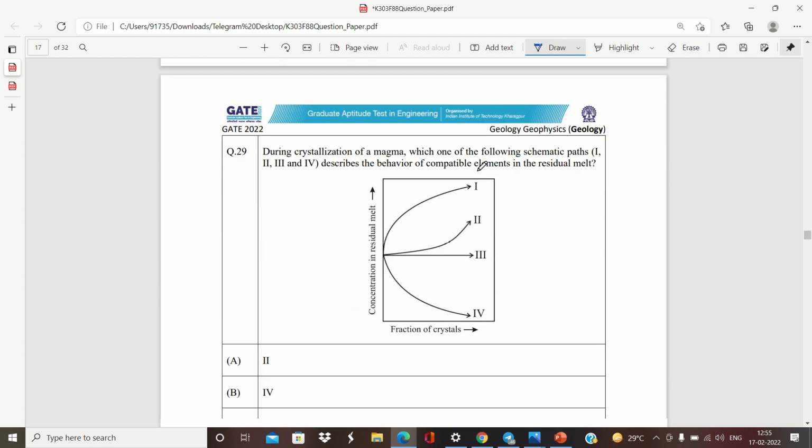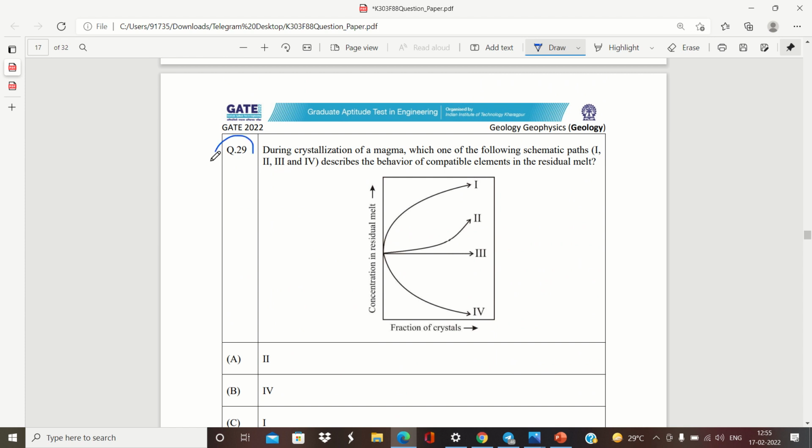And granite and basalt are not related to forts, or if they are, it has not been asked in any question paper till now. Then another question is, during crystallization of magma, there are four paths, 1, 2, 3 and 4. Which one of these four paths describes the behavior of compatible element in the residual melt?